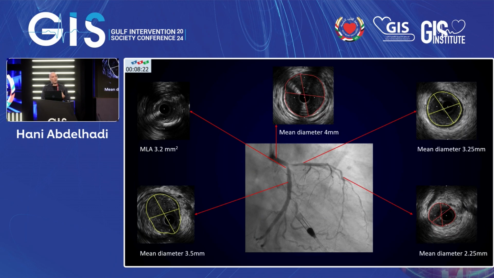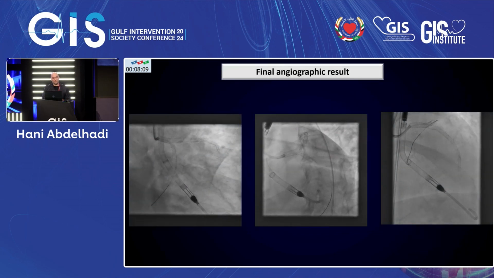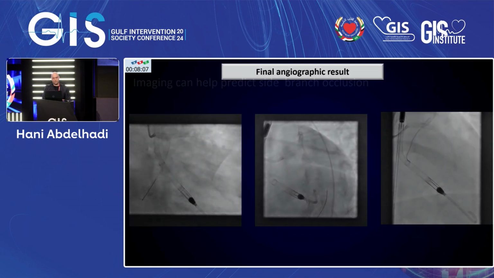So we go ahead and we get all of our other measurements, and in this case, the circumflex and the LAD are relatively equal in size. We go with culotte stenting, and we come back and we do our measurements. So it helped me upgrade from a single stent to a 2-stent strategy now that we know that the circumflex was severe. And this is our final result.